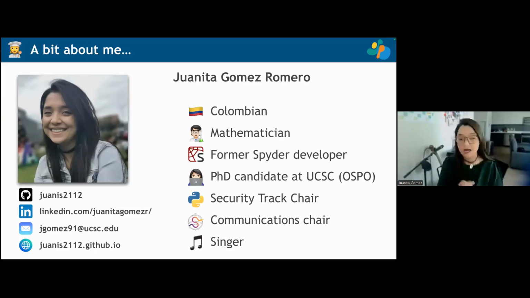So I'm originally from Colombia, and I'm actually a mathematician who was turned into a software developer. I was working as a developer for Spider, the IDE for Python, for a couple of years before I joined my PhD, and that's actually how I got involved in open source. Currently I work with the Open Source Program Office at my university as a PhD candidate. My research is funded by the Open Source Program Office.